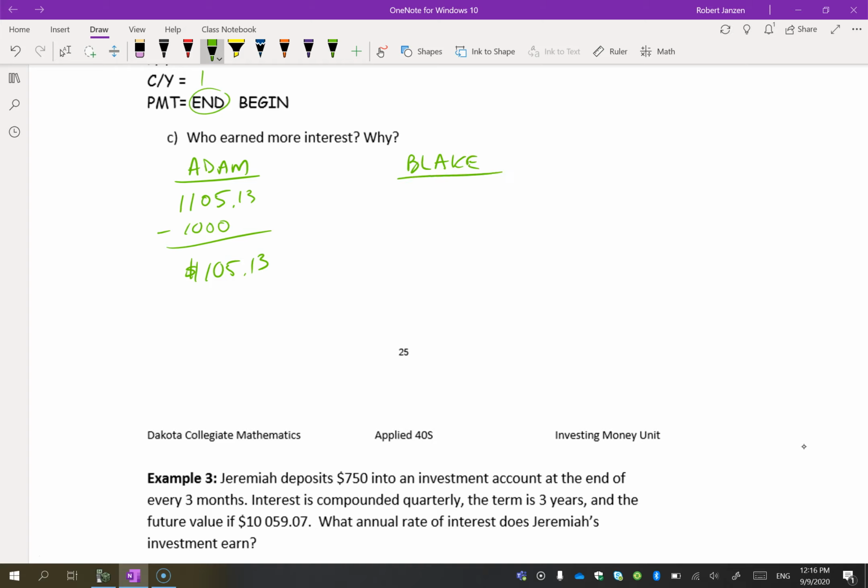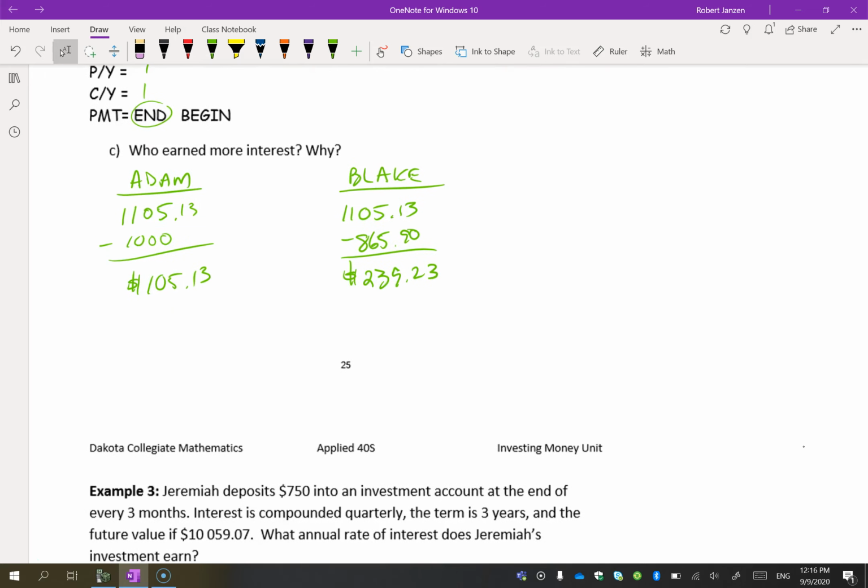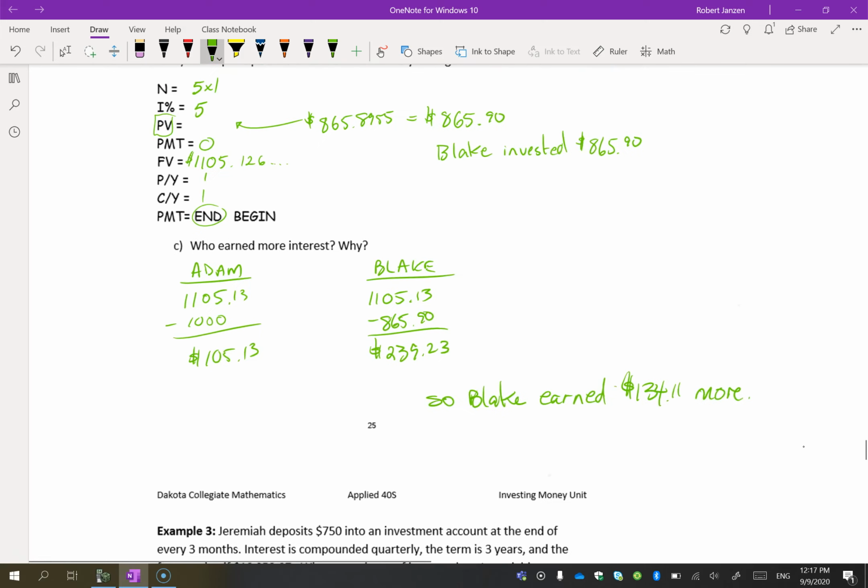What did Blake make? Well, Blake ended up with the same amount, but he only initially put in $865.90. So he earned $239.23. So we'll say Blake earned $134.11 more. Now there's some good information from a question like this.